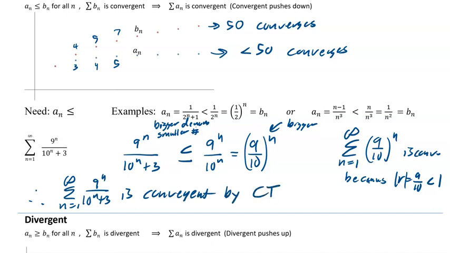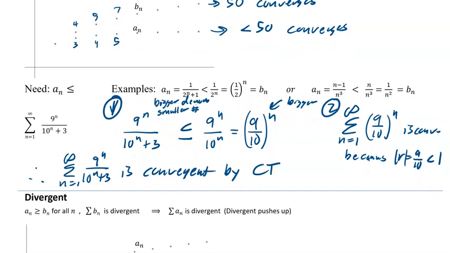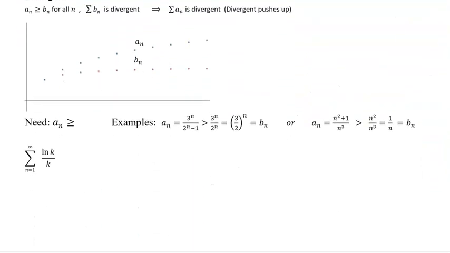by comparison test. So we're comparing. So you must have this, number 1, and you must have this, number 2. You must be comparing it to another series that is convergent. All right, let's try another one now.